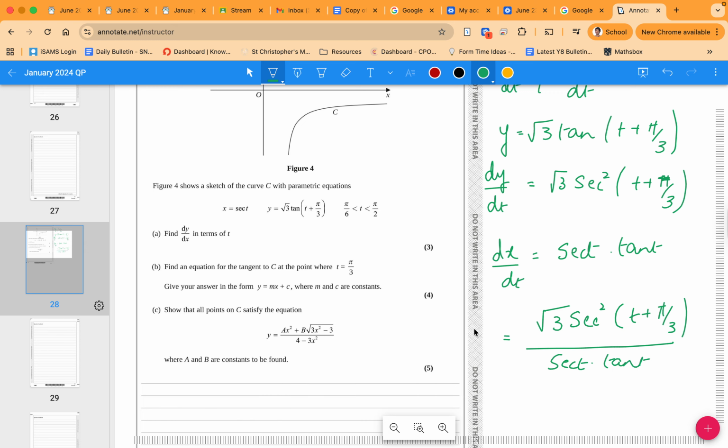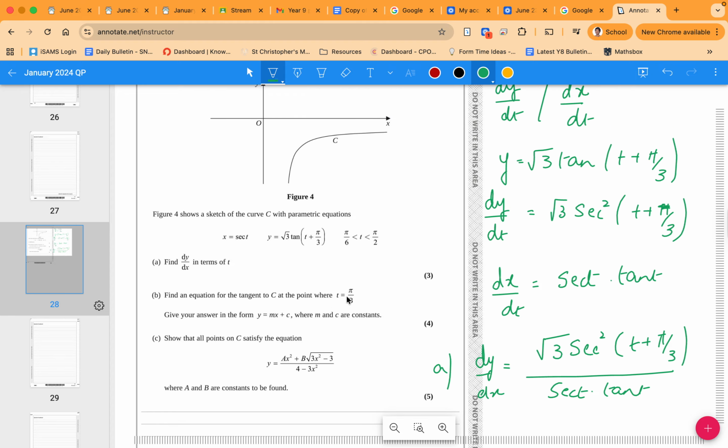You cannot do anything to this because they are asking you for the answer in terms of t, so this is the answer for part A. Let's look at part B now. Find the equation of the tangent at the point t equals pi over 3, and we are looking at t equals pi over 3 now. I'm going to clear this.